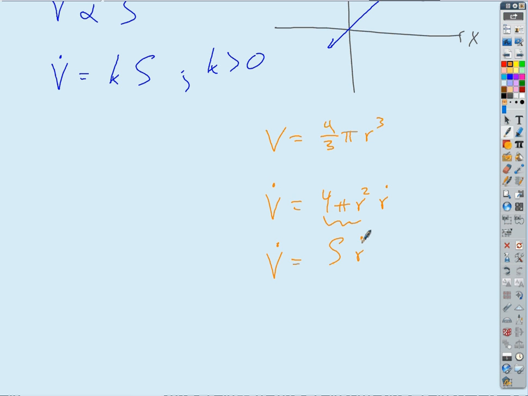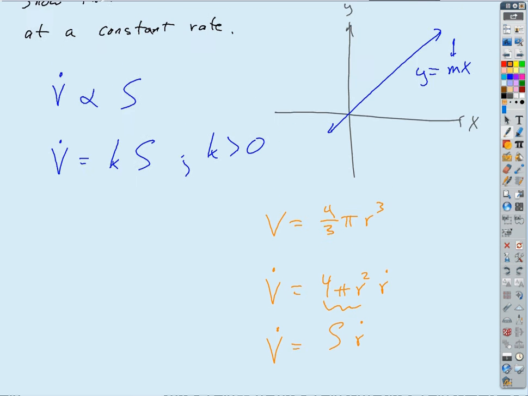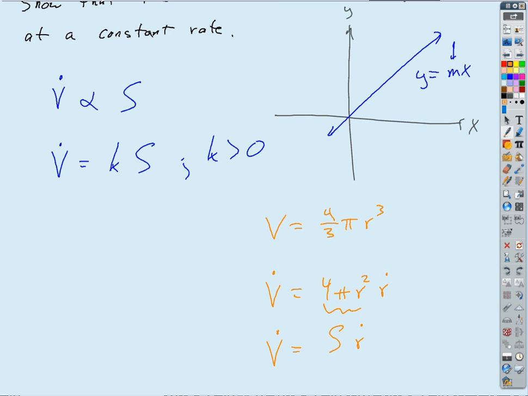Sure. And now, something didn't seem right to me when I said this. In this case, because V is decreasing, what's the sign of K going to be? It's going to be negative, isn't it? So we've got to make one little change here, because we're actually losing volume this time. We're evaporating, we're losing volume, and so K should be a constant that's less than 0. Okay?